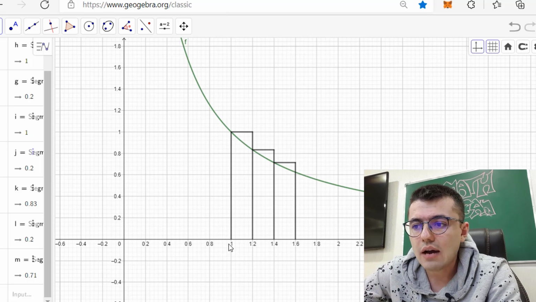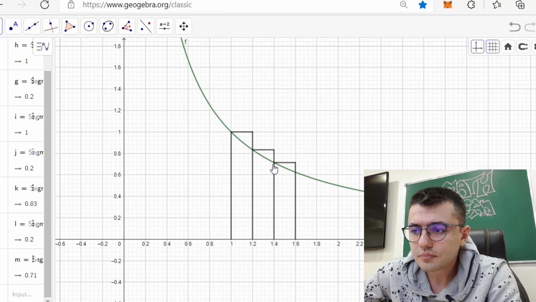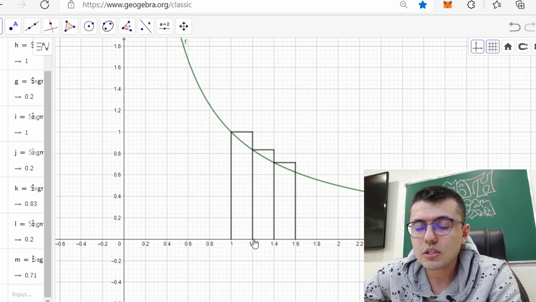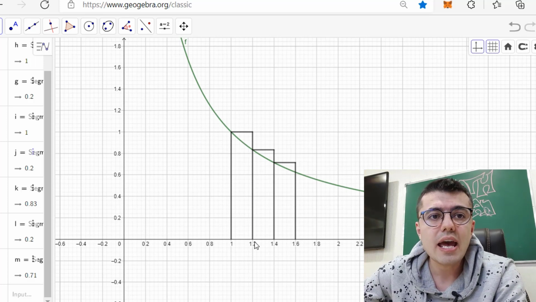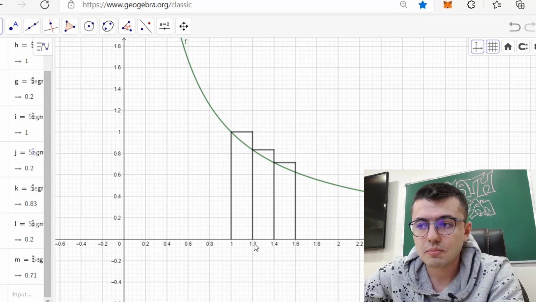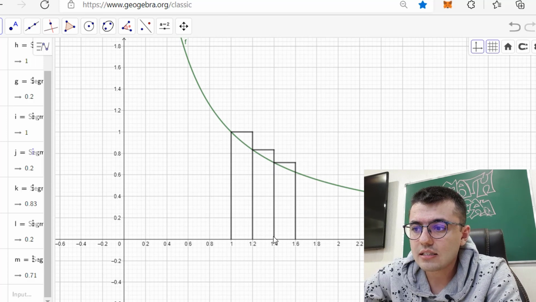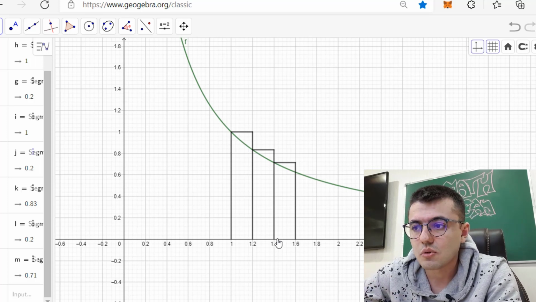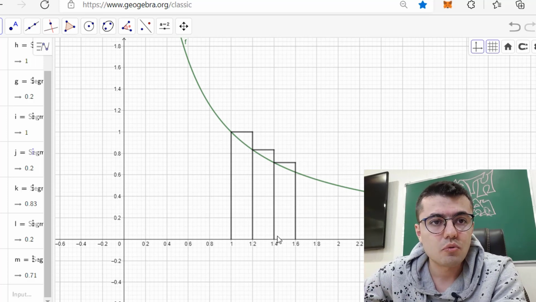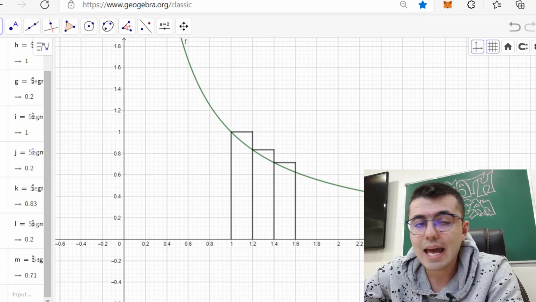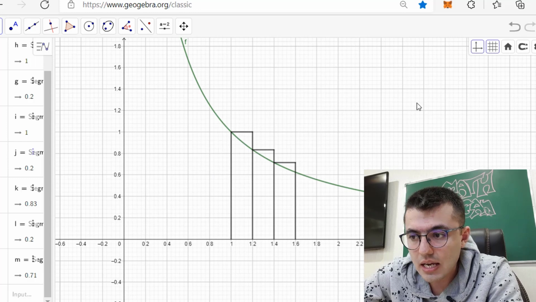1 over 1, I will get 1. That's why it's 1. In order to find the height of this rectangle, I will need to substitute 1.2 instead of x in my function, right? So it's going to be 1 over 1.2, something like that. In order to find this height, I will need to substitute 1.4 instead of x in my function. So it's going to be 1 over 1.4 and so on. Why 1 over 1.4? Because my function is 1 over x, 1 over whatever x I'm at.